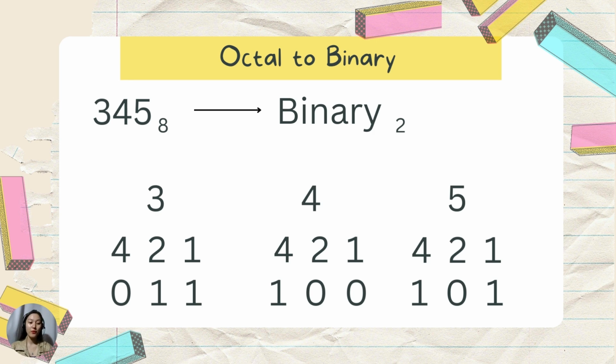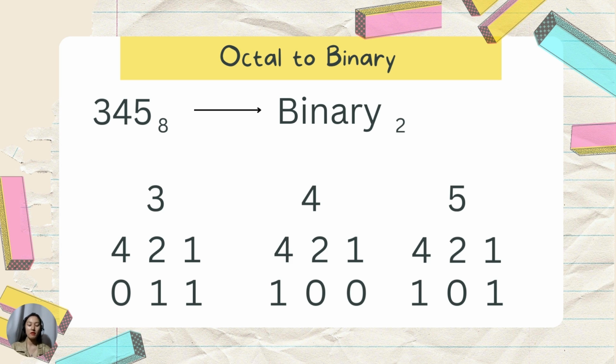Since we're just looking for 3, we must not exceed 3. So we will just stop here at 4. We will not proceed anymore to 2 to the power of 3, which would be more than number 3. So we put here 0 below number 4 because it exceeds number 3.